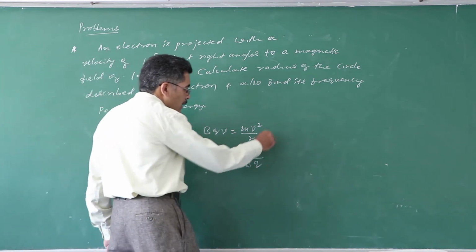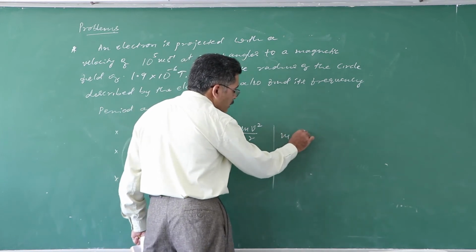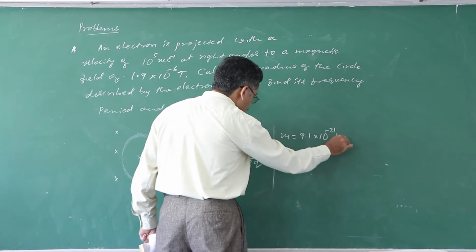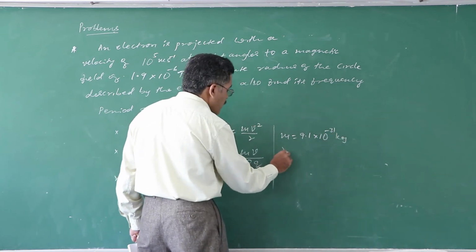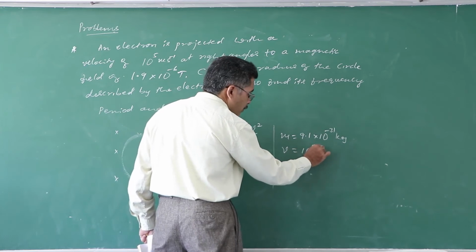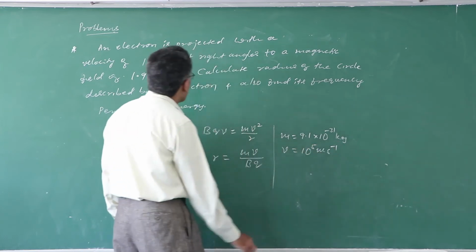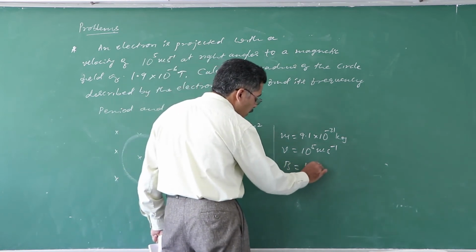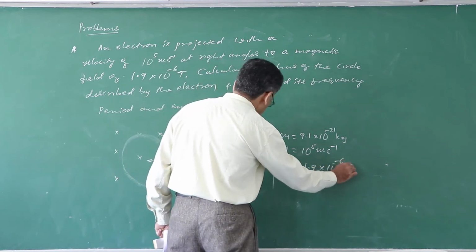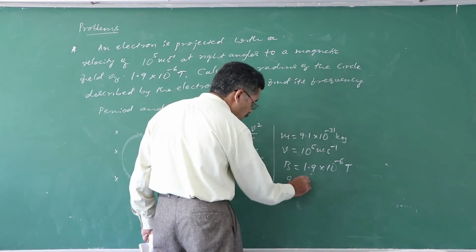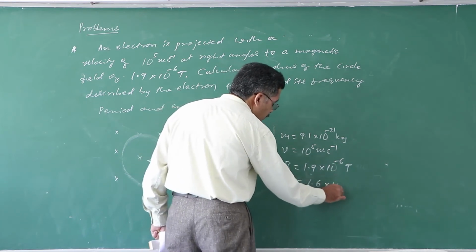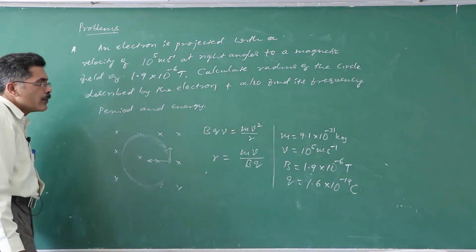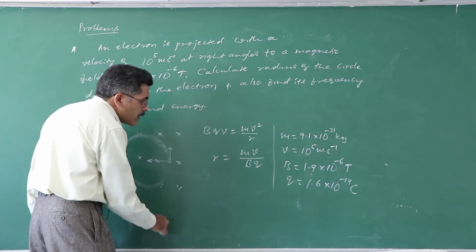See, what is the mass of the electron? So you know that the mass of the electron is 9.1 into 10 raised to minus 31 kg. What is the velocity? Velocity is 10 raised to 5 meter per second. And what is the strength of the magnetic field? Very small, 1.9 into 10 raised to minus 6 Tesla. And what is the charge on the electron? 1.6 into 10 raised to minus 19 Coulomb. So please substitute all these values in this equation.